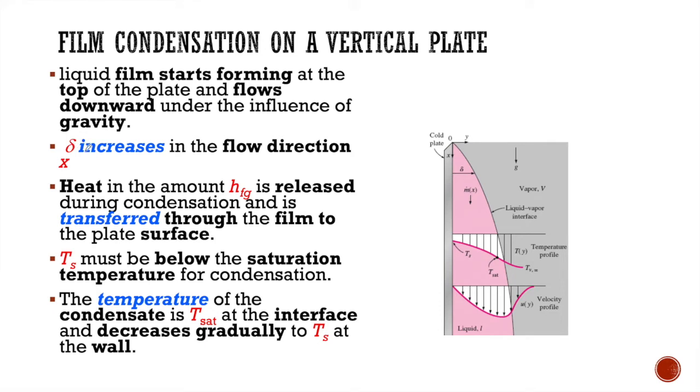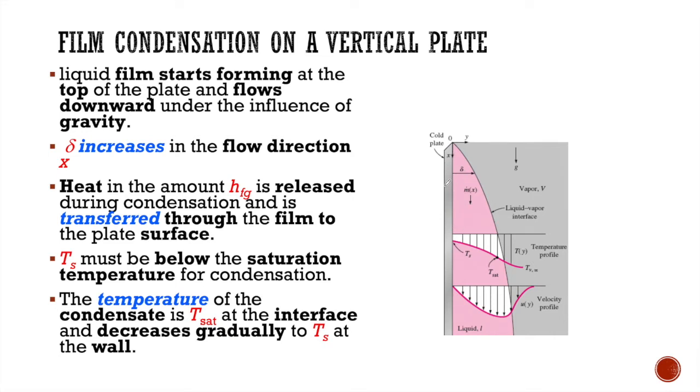Okay, the delta increases in the flow direction x. So as x increases, the delta will increase. So the heat, the amount of hfg, is released during the condensation and is transferred through the film to the plate surface. Ts must be below the saturation temperature for condensation. So Ts is the surface of this plate.